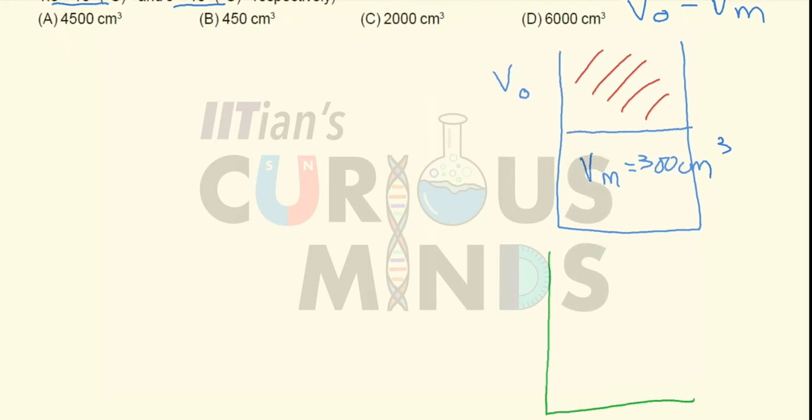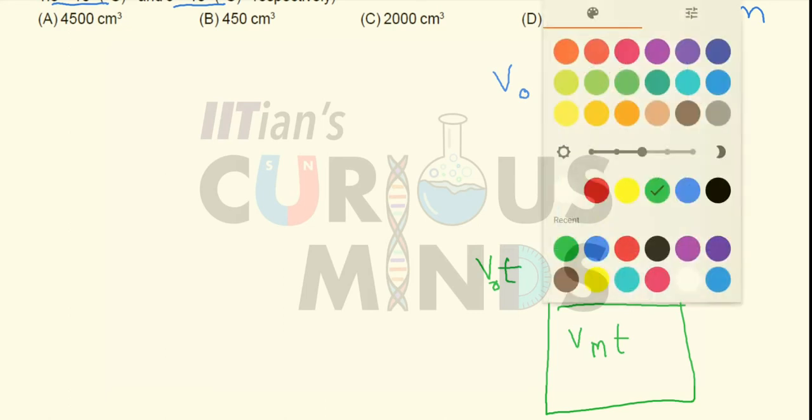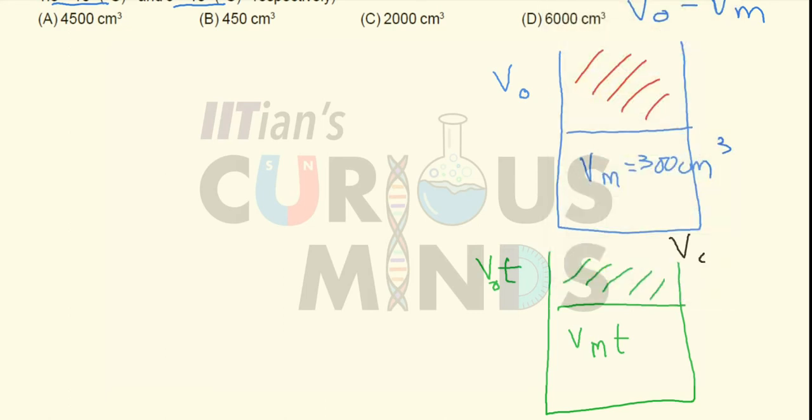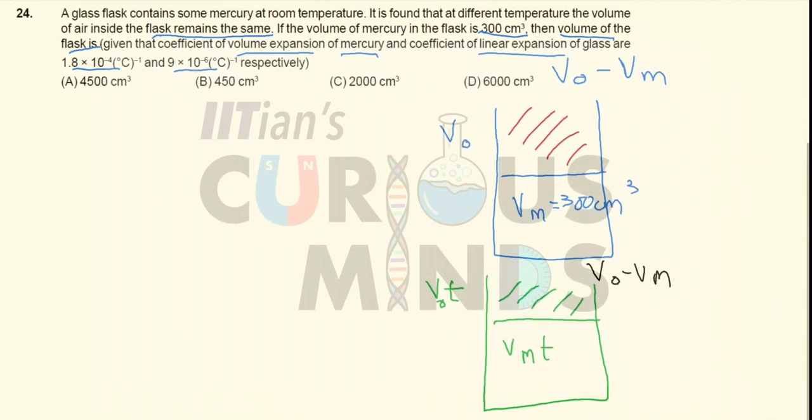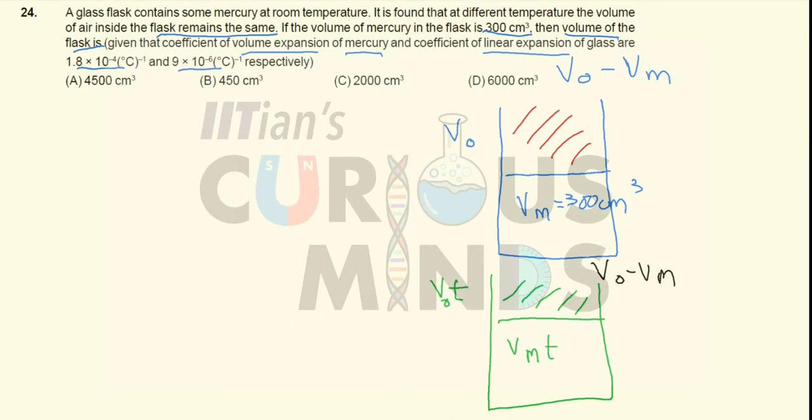When the flask as well as the mercury expands, let the volume of the glass at that temperature be equal to Vt, and let the volume of the mercury be equal to Vm at T. Let this be V0 at T, let this be Vm at T. But the volume of the air above remains the same. It means that the volume of the air is still equal to V0 minus Vm. So we will use this data in order to calculate the volume of the glass.